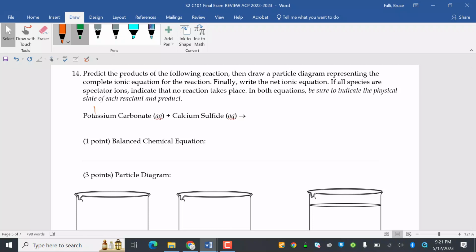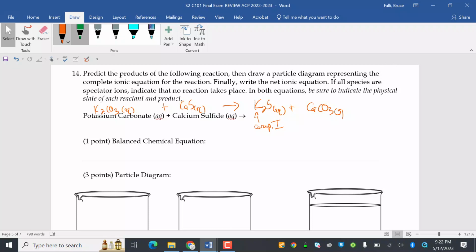So potassium carbonate is K2CO3. I balance my charges. It wants states: aqueous, plus calcium sulfide, CaS aqueous, although that's a solid, yields K2S aqueous plus CaCO3 solid. So this is a group 1. Group 1 is always soluble. Okay, and that's the precipitate.